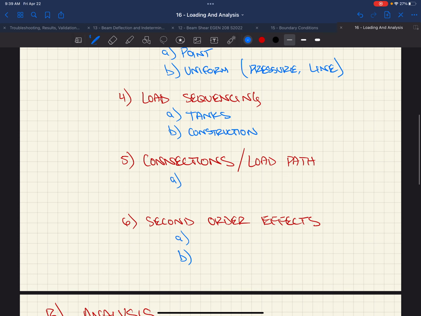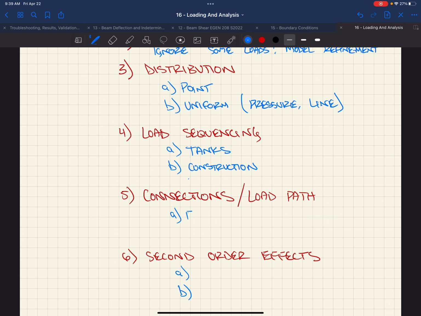Connections and load path, right? Force transfer mechanisms.